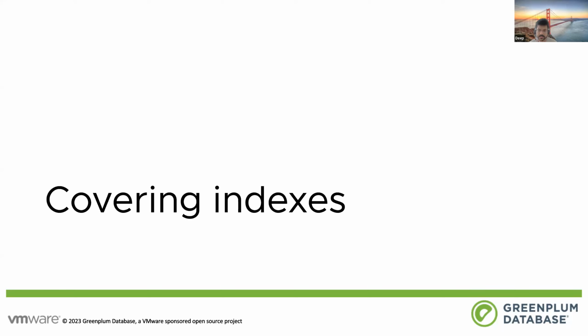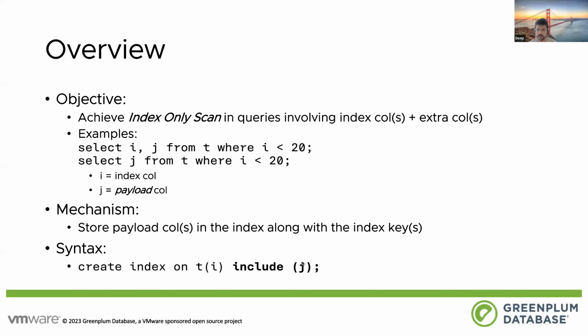Now let's delve into covering indexes, which is quite a related feature. So again, the objective of covering indexes is to achieve index-only scan in certain queries, right? And here, you have some extra columns apart from the index columns involved. For example, select i, j from T where i is less than 20. j is an extra column here. Similarly, select j from T where i is less than 20. i is the index column, whereas j is what is called the payload column.